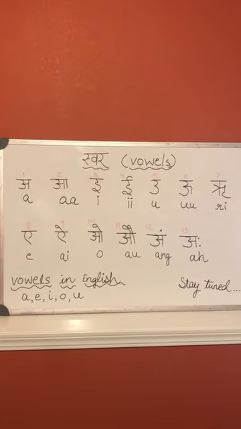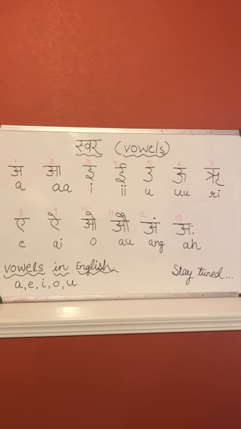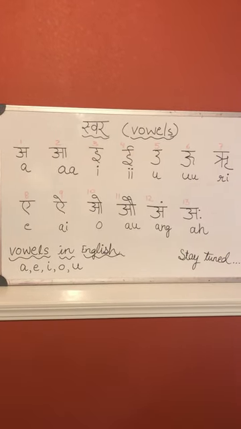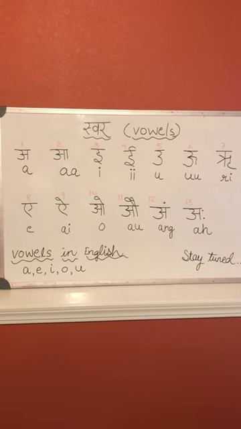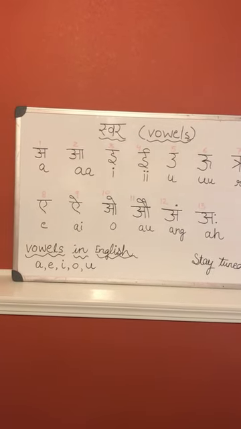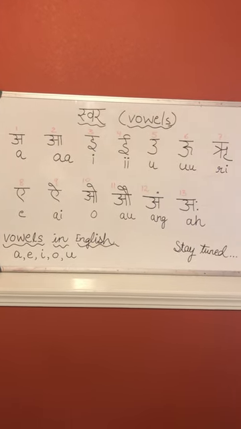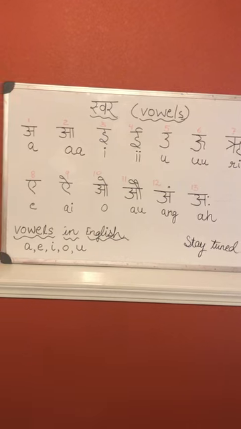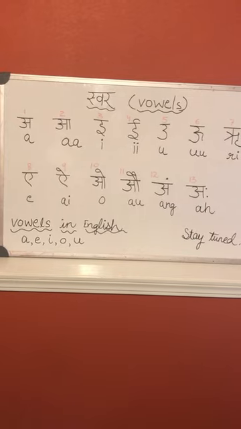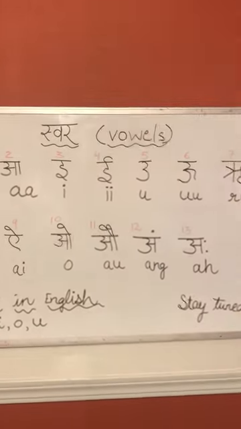One more time. A, a, e, e, u, u, ri, e, I, o, au, ang, ah. Let's do it again. A, a, e, e, u, u, ri, e, I, o, au, ang, ah. Wonderful. You did good.